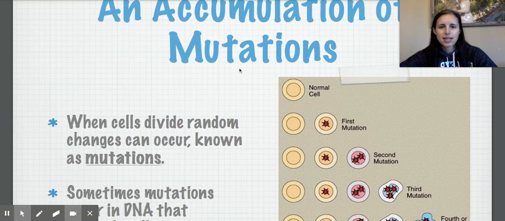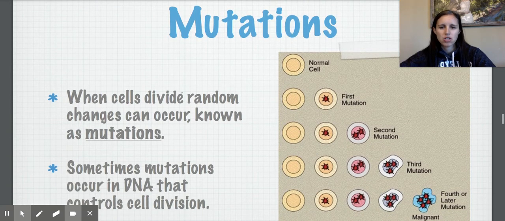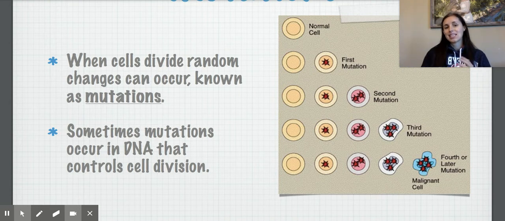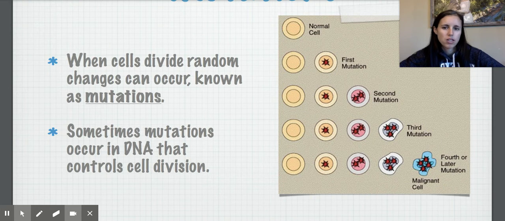So cancer is essentially an accumulation of mutations. So when cells divide, random changes can occur. These are called mutations. So that's a mistake, right? So rather than copying the DNA correctly, you've made a mistake. That's called a mutation. Mutations aren't always bad. Mutations are actually totally normal. Mutations are actually how we got to evolve to what we are. So some mutations can be seen as adaptive and very advantageous. Some mutations can be very harmful to the body.